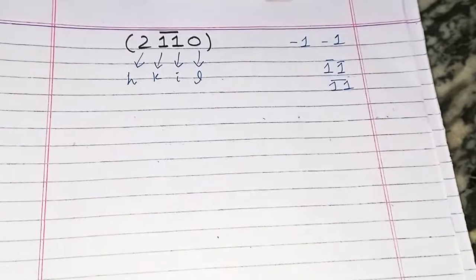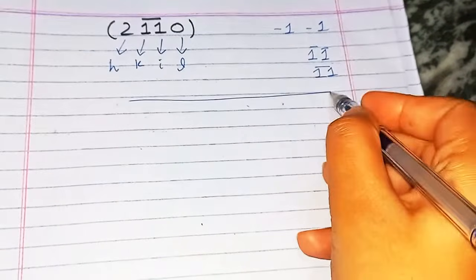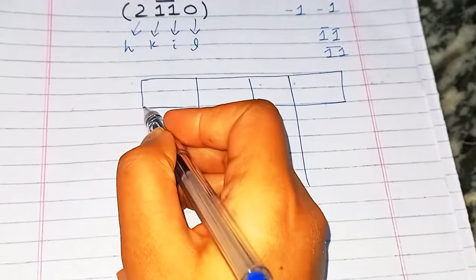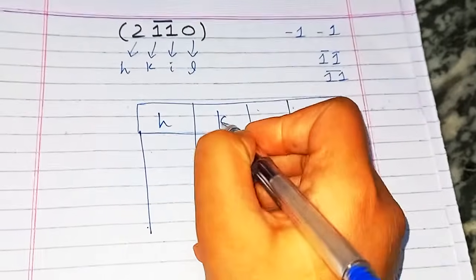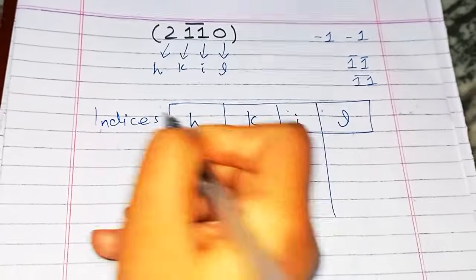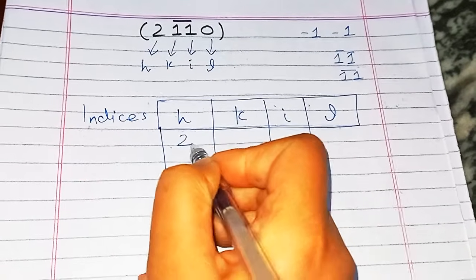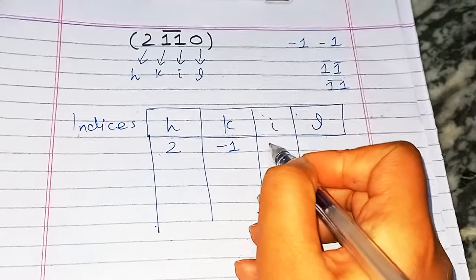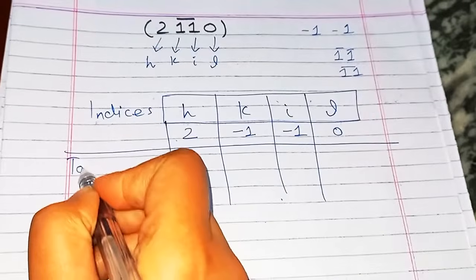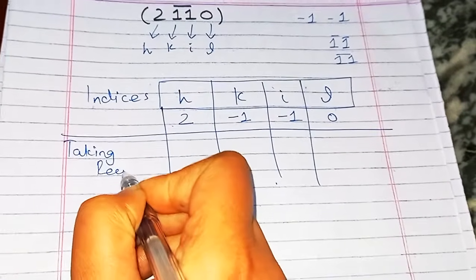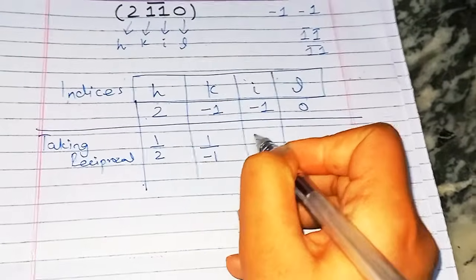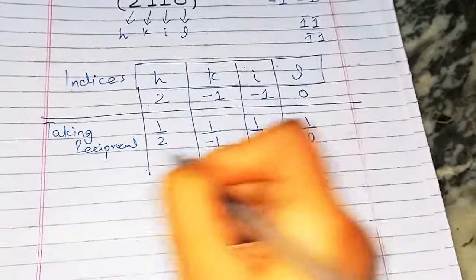So let's draw the table, the fancy table. This is H, K, I, and L, and we'll write that they are indices. The first index is 2, second is -1, third is -1, and L is 0. Now we'll take the reciprocal: 1 divided by 2, 1 divided by -1, 1 divided by -1, 1 divided by 0.